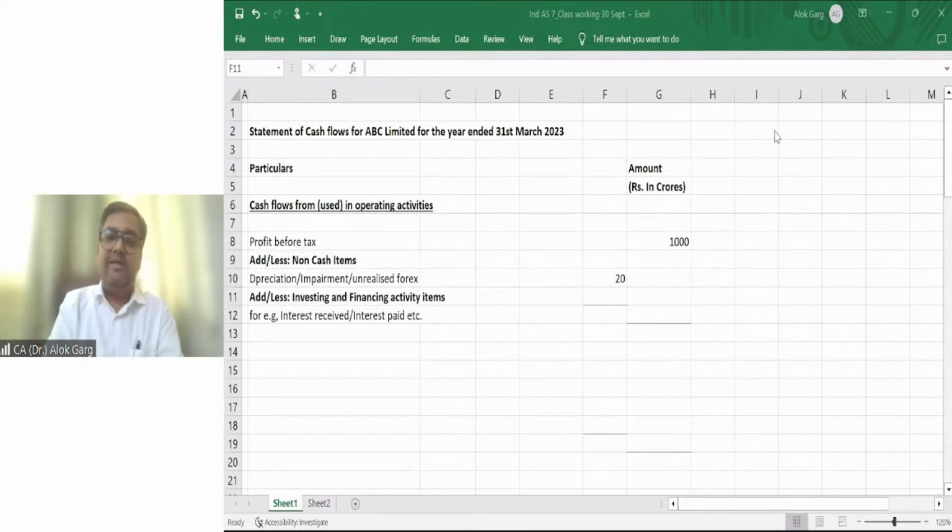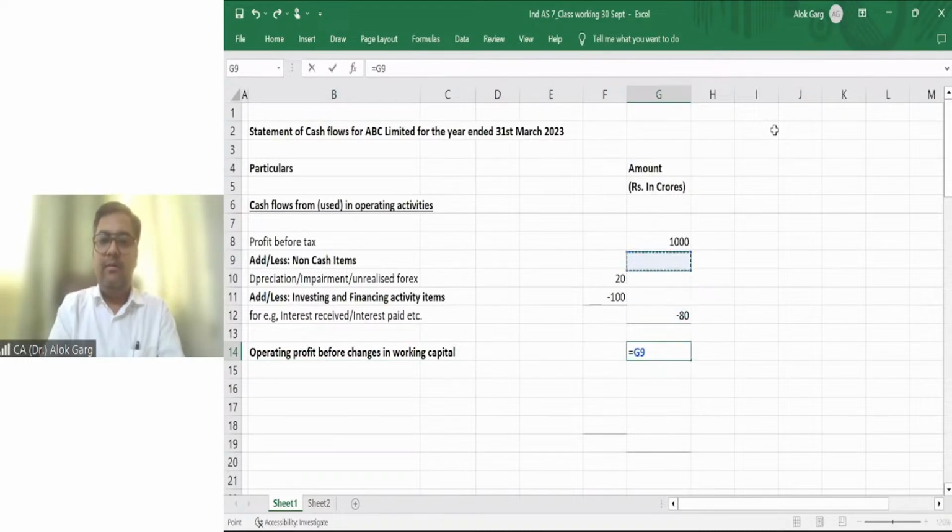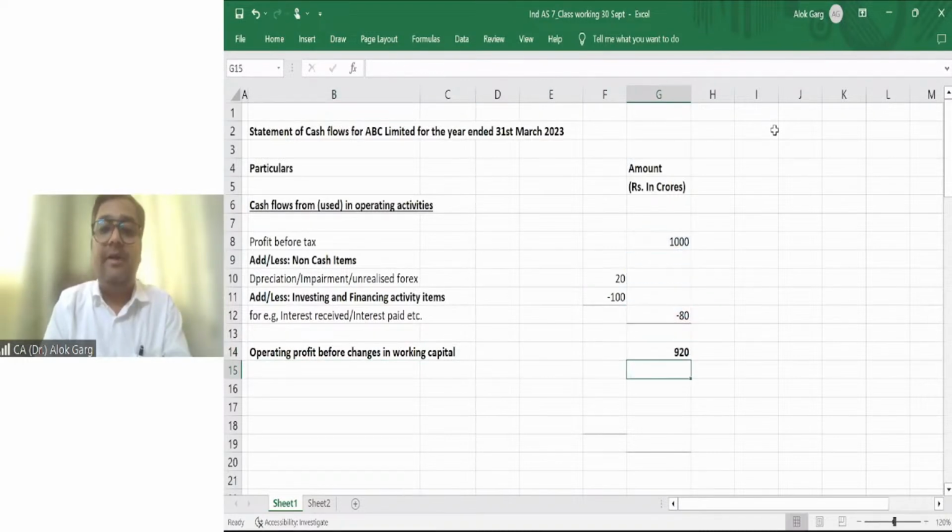Okay. So friends, now we are talking about this investing and financing item, which we have to add or which we have to less. For example, we have an item which is 100 crores belonging to investing and financing activities. I'm just assuming a number of 100 crores. So 20 minus 100 comes out at minus 80. And this will give you operating profit before changes in working capital. This is coming at 920 crores.